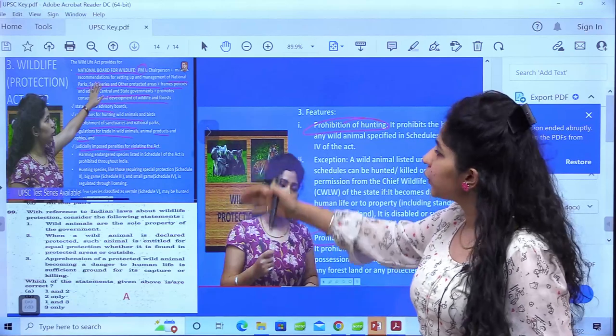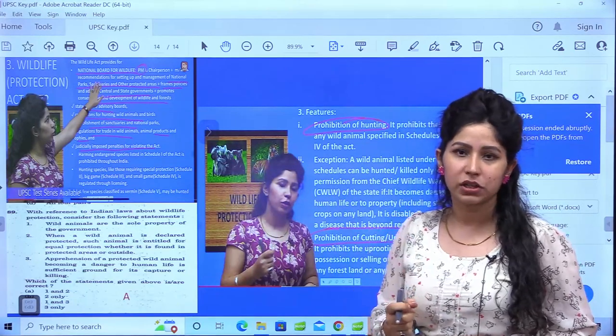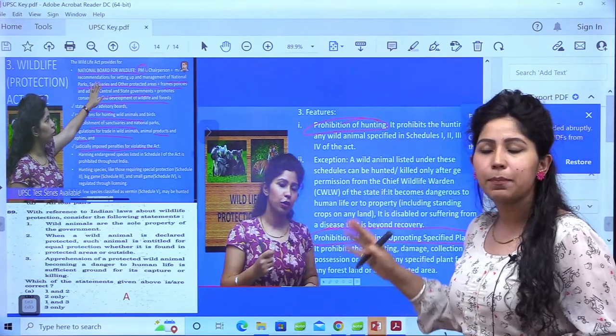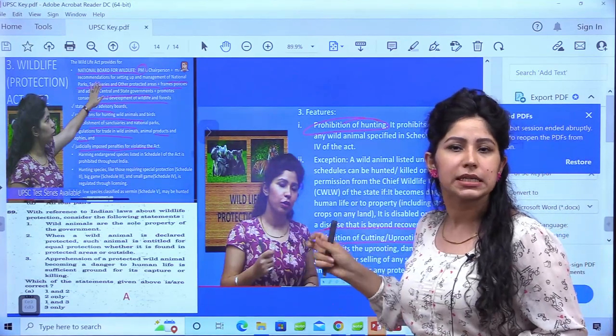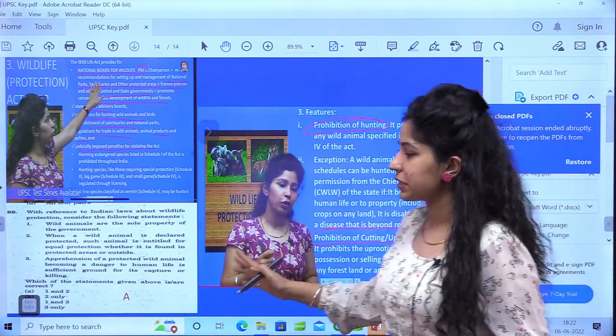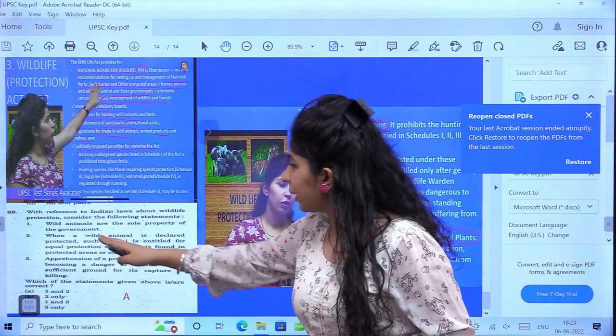But if you have gone through the lecture on Wildlife Protection Act, the important environmental acts and legislations that we discussed, just the 10 points that have been discussed about WPA in our series are more than enough to handle this question. So your answer here would be 1 and 2 only.